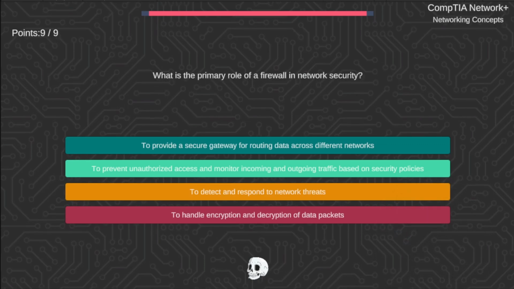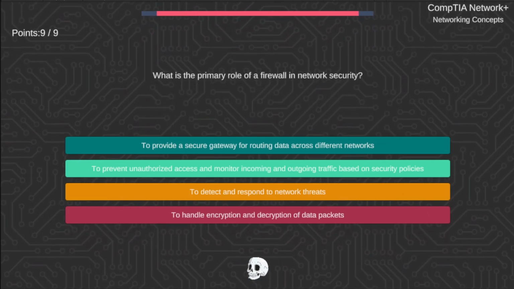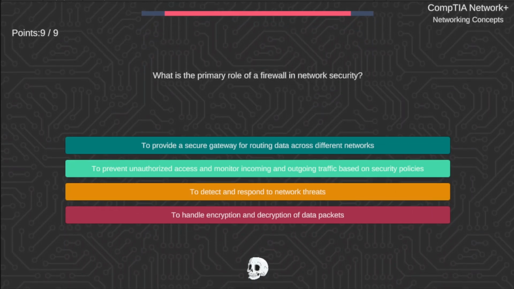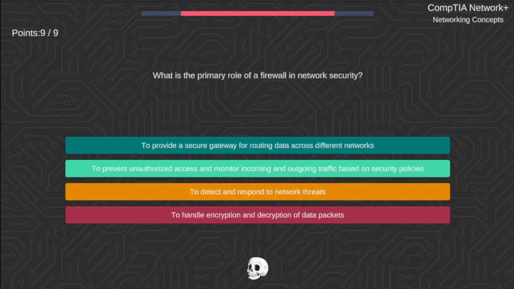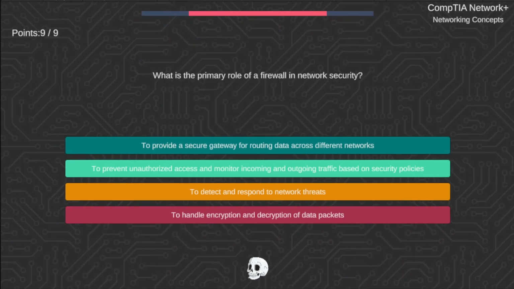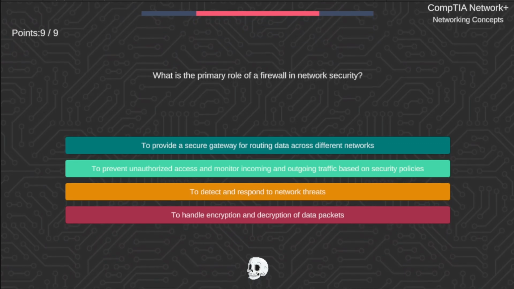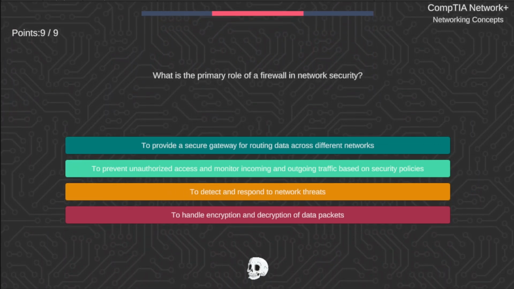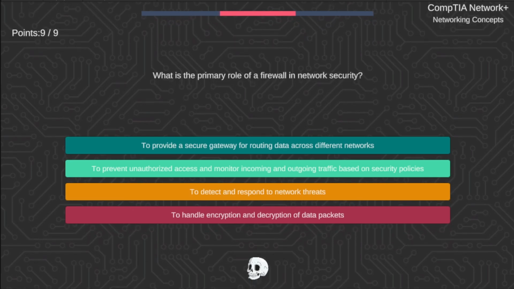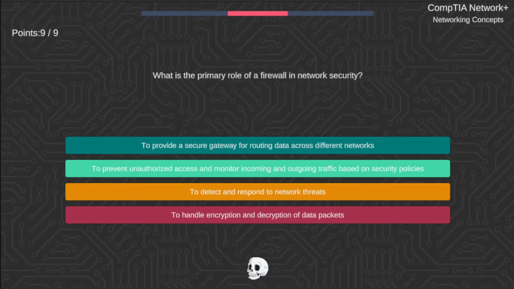What is the primary role of a firewall in network security? To provide a secure gateway for routing data across different networks, to prevent unauthorized access and monitor incoming and outgoing traffic based on security policies, to detect and respond to network threats, or to handle encryption and decryption of data packets. The primary role of a firewall.